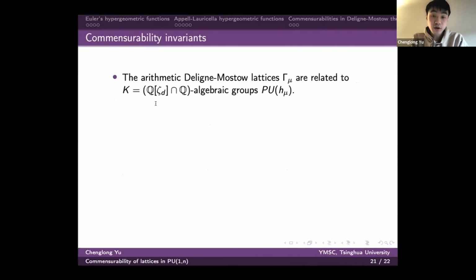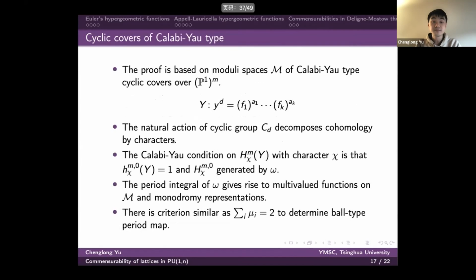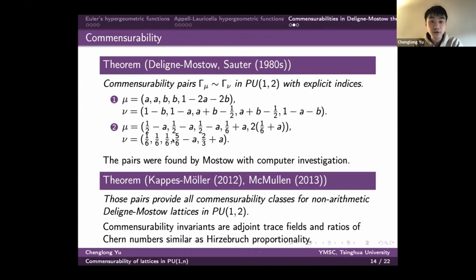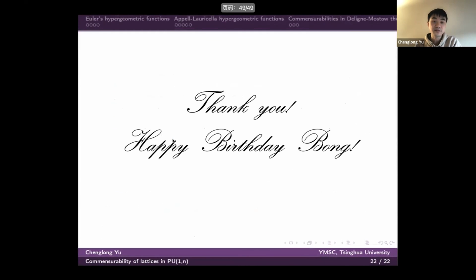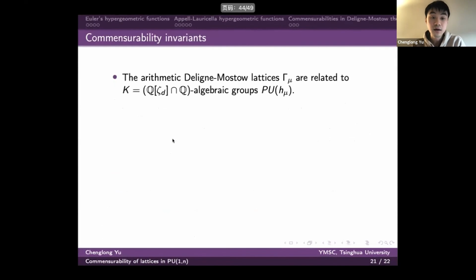And how do we distinguish different commensurability classes? We need to introduce more tools from arithmetic, from number theory. The non-arithmetic Deligne-Mostow lattices are already classified by Deligne-Mostow theory, Sauter, Kappes-Möller and McMullen, because they only appear in PU(1,2), and in PU(1,3) there is only one example. So for our results applied to Deligne-Mostow lattices, we only need to care about the arithmetic ones.